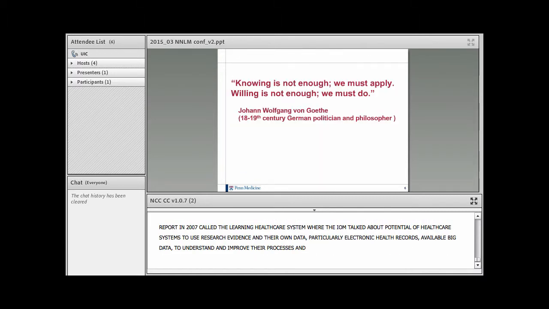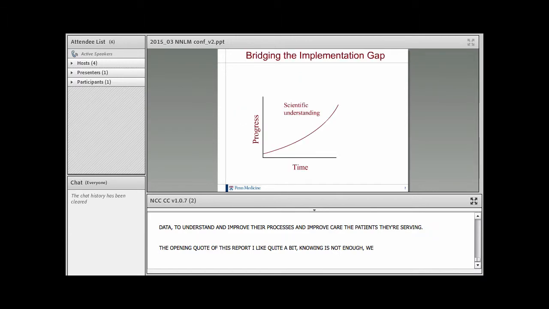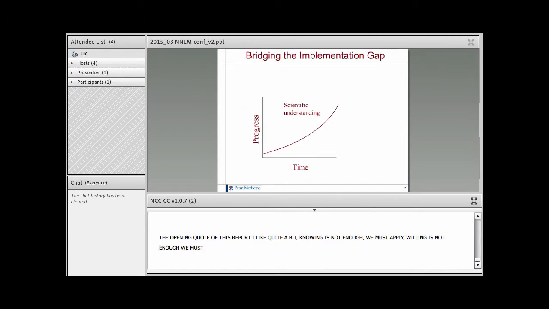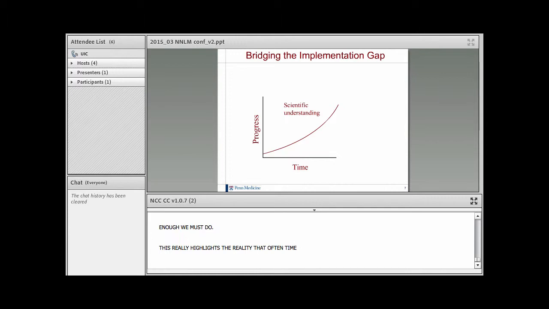And the opening quote of this report, I like quite a bit. It's, "Knowing is not enough, we must apply. Willing is not enough, we must do." And this really highlights the reality that oftentimes our scientific understanding outpaces what we're doing in the real world in terms of patient care.